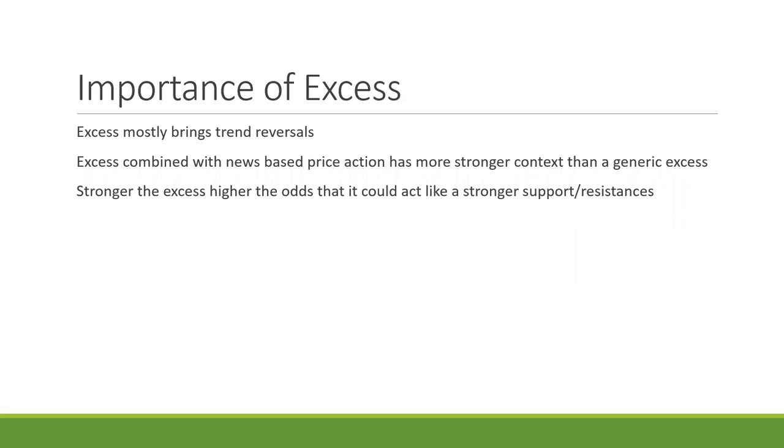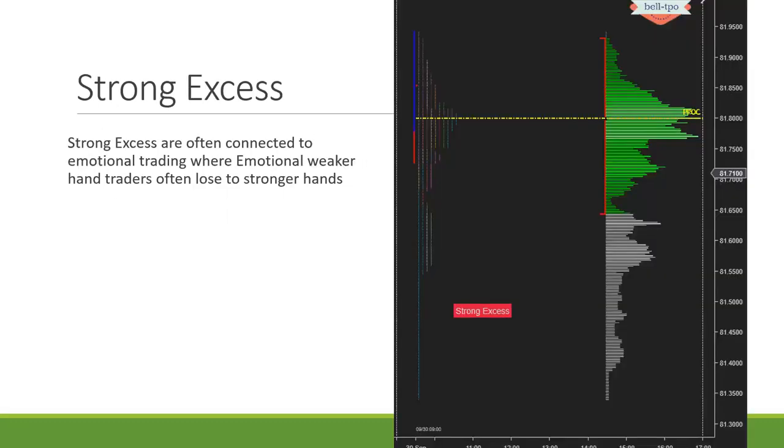And the third one is the most important one. Stronger the excess, higher the odds it could act like a stronger support or resistance. And here is an example for a stronger excess, which we had seen already in the USDINR example, which occurred very recently. We also told you how to monitor the excess.